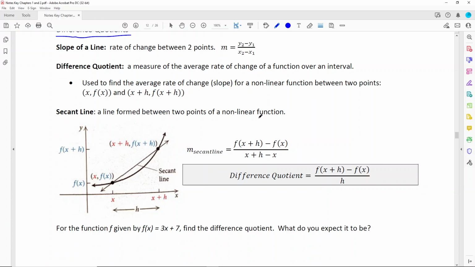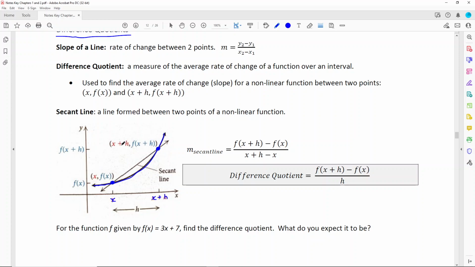So what we could do is take this non-linear graph, like this curved graph here, and say, I want to find the average rate of change between these 2 points on the curve. We could make a straight line between those 2 points, called the secant line, and find the slope of it. So you have a point x and then another point here that has a space of h between it. This point here would be x plus whatever that distance h is. So we have an x value of x and an x value of x plus h.